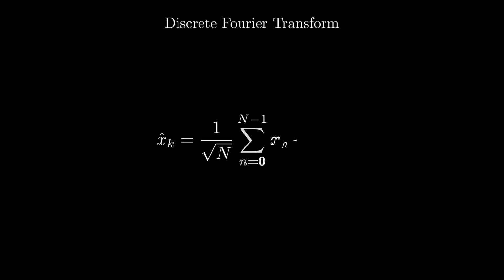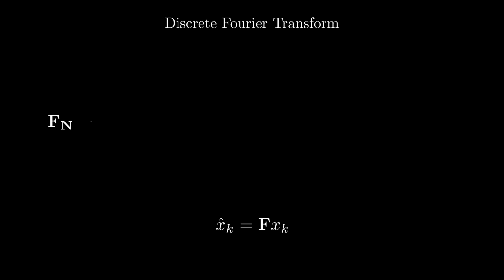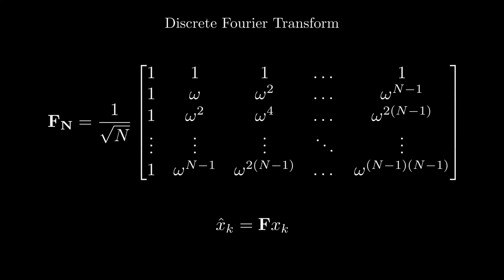The discrete Fourier transform is usually written in a normalized form. Since we know it is a linear map, we can rewrite the transform as matrix multiplication. The Fourier matrix F of size n is a special kind of Vandermonde matrix. Omega here is the nth root of unity.